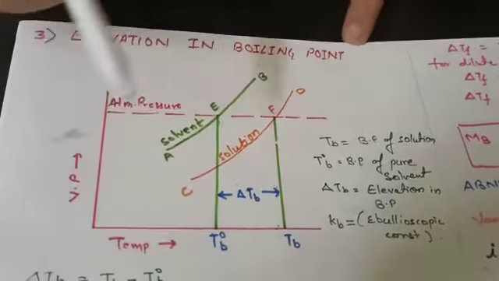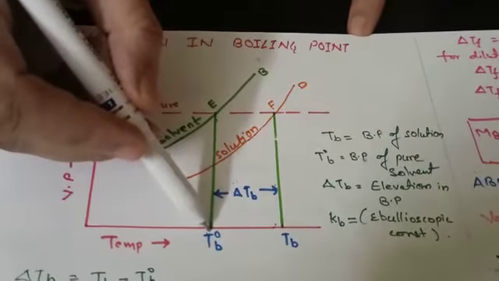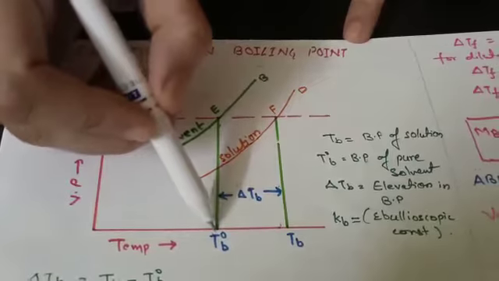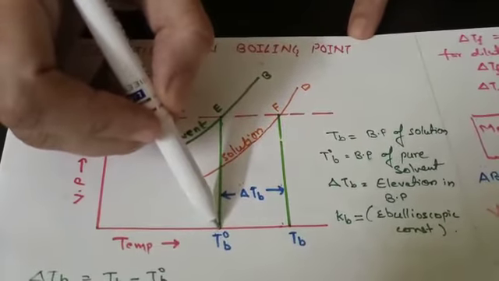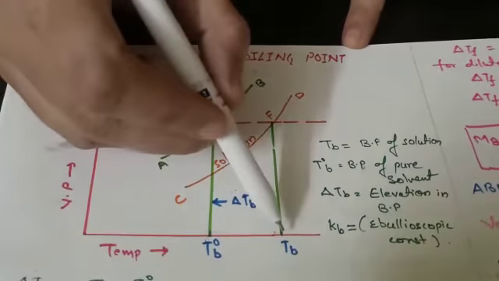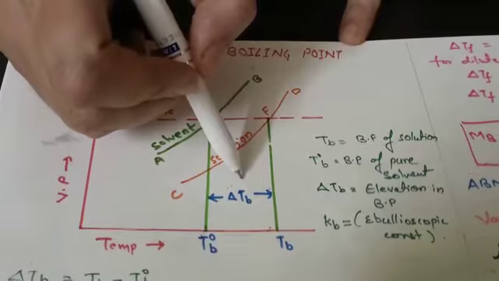Here T naught B represents the boiling point of pure solvent, whereas TB represents the boiling point of solution. You can see that the pure solvent liquid boils at, suppose, 100 degrees centigrade, but to boil a salt solution requires more temperature than that of the solvent. And the difference in the temperature is known as elevation in boiling point.